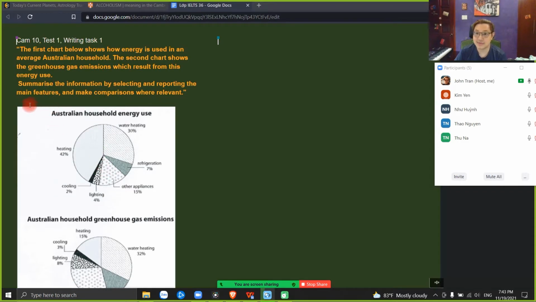And then, of course, task 1 always asks you the same thing. Summarize the information by selecting and reporting the main features and make comparisons where relevant.